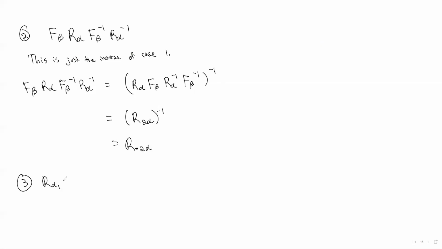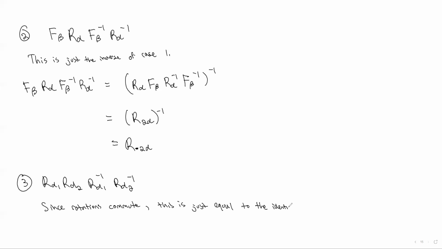So we have R alpha 1, R alpha 2, R alpha 1 inverse, R alpha 2 inverse. Since rotations commute, this is just equal to identity. So that case is easy. Lastly, it's reflections. So F beta 1, F beta 2, F beta 1 inverse, F beta 2 inverse. First of all, an inverse of a reflection is just itself. So really, this is just F beta 1, F beta 2, F beta 1, F beta 2.